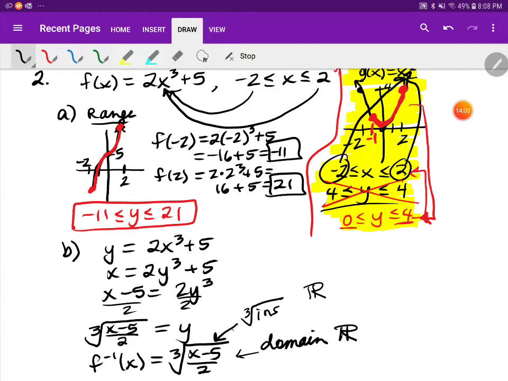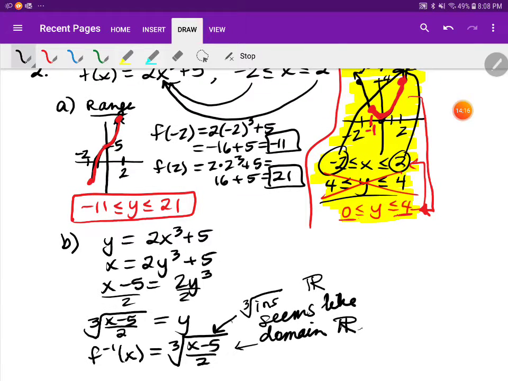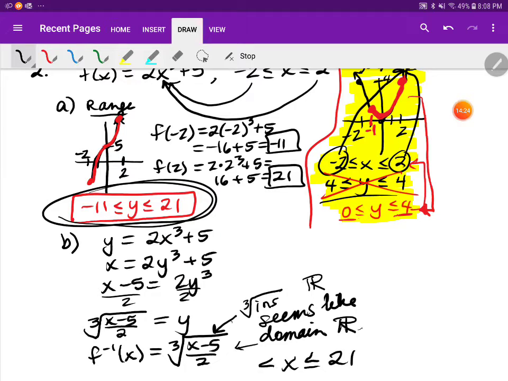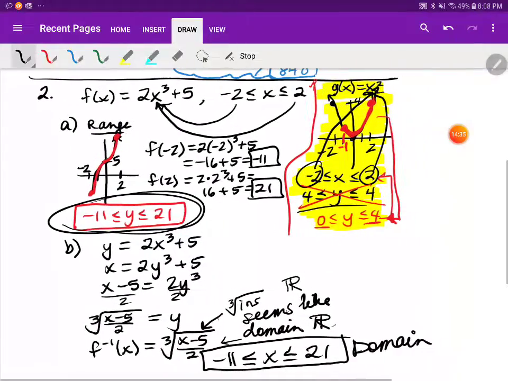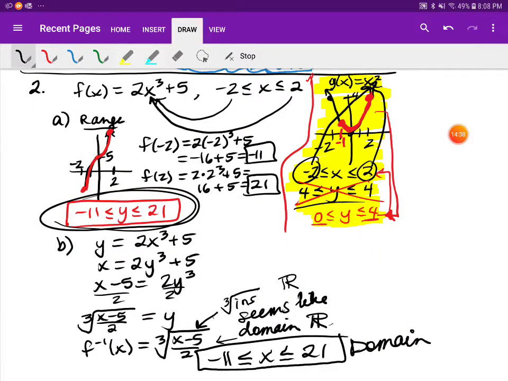We just saw one of those on 2016. We were just talking about one like this. So this is not the domain. It seems like the domain is all real numbers, but it's not. Why did they just bring up the range of the original? Well, the range of the original is the domain of the new one, of the inverse. So this is actually the domain, not all real numbers, because I was restricted in the first place. Very tricky, but domains and ranges kind of switch just like regular x and y.